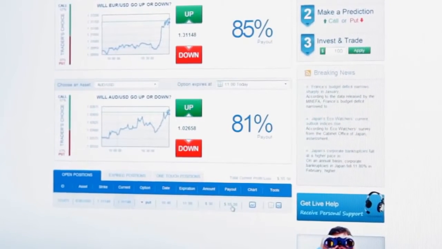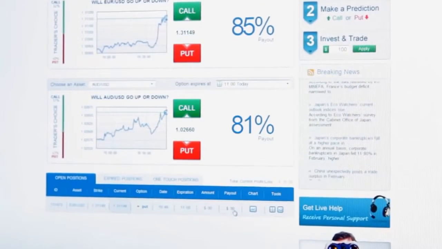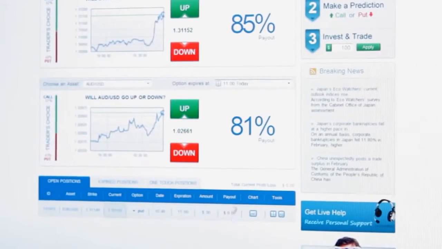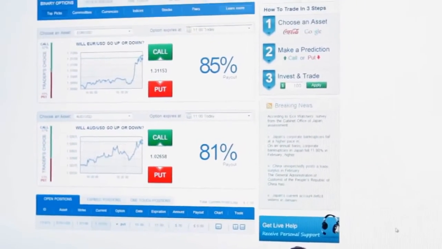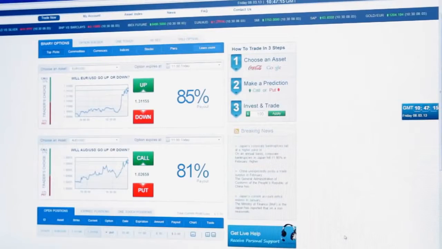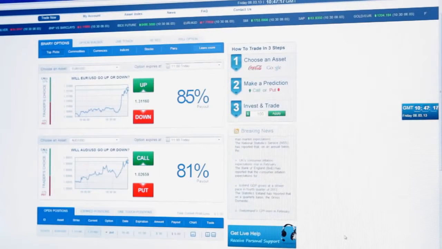Right now I'm in the green. So right now I'm in the green or pushing in a tie. Now I'm in the red. So we have 15 minutes to wait, roughly 15 minutes, about 13 minutes actually.